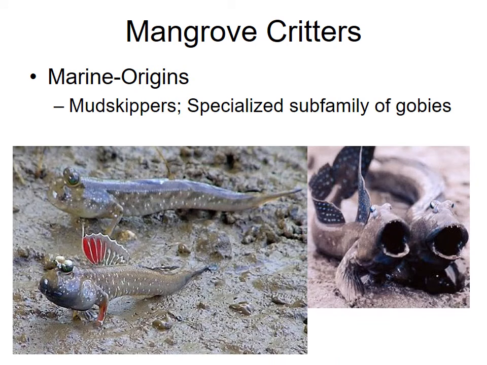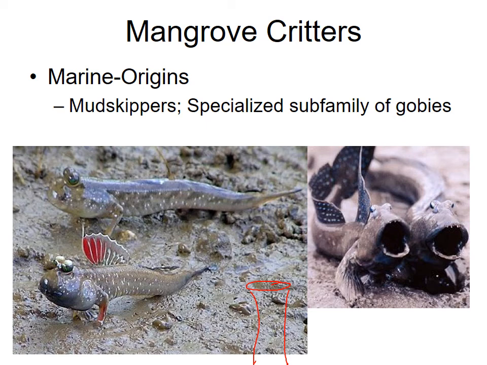Another cool mangrove critter, now a critter whose closest relatives are ocean fishes, is this specialized type of goby, the mudskipper. So mudskippers live in the Indo-Pacific, and they can spend a lot of time exposed on the mud in the intertidal zone. And what they do is they have burrows in the mud that they'll retreat into when they need to get some water and keep from drying out.